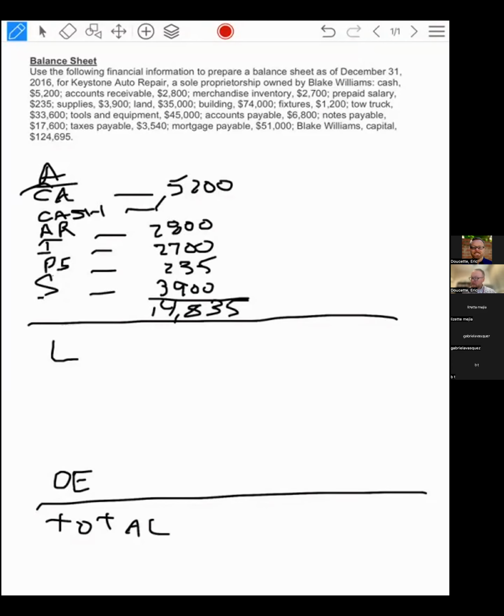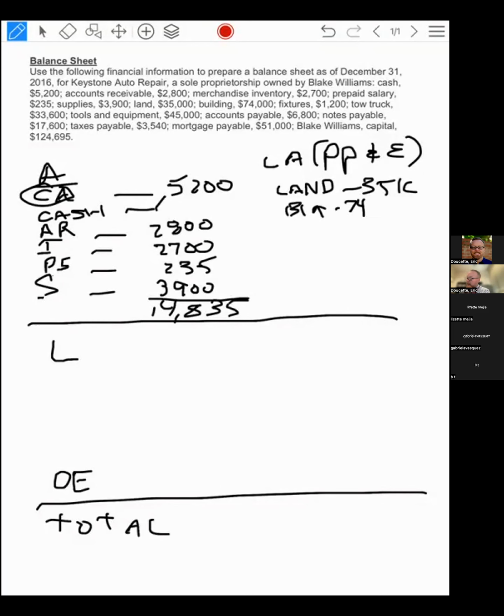Remember, I said those are my current assets. And I'm just going to put it over here because I don't have any room. I'm going to do my long-term assets, which are what we call property, plant, and equipment, PP&E. In that case, we have land of 35,000. I'm just going to put 35K. Then we have building of 74K. And then I have fixtures of how much? 1,200.